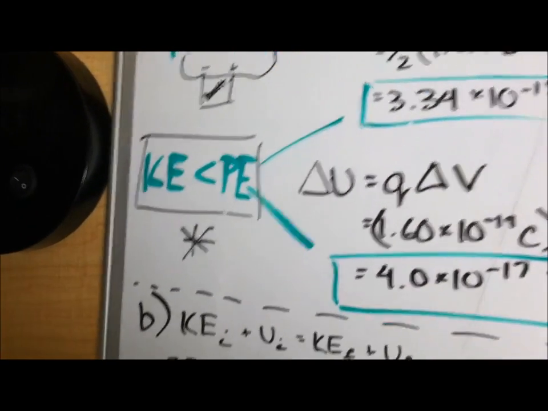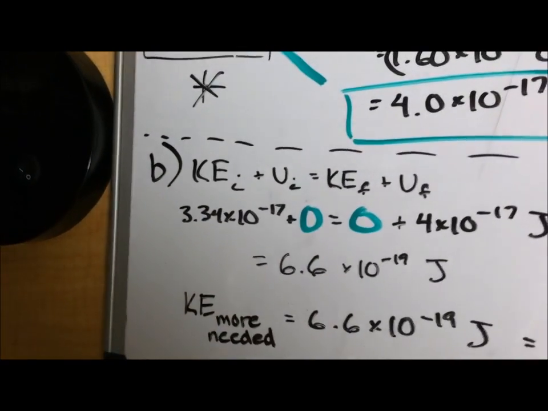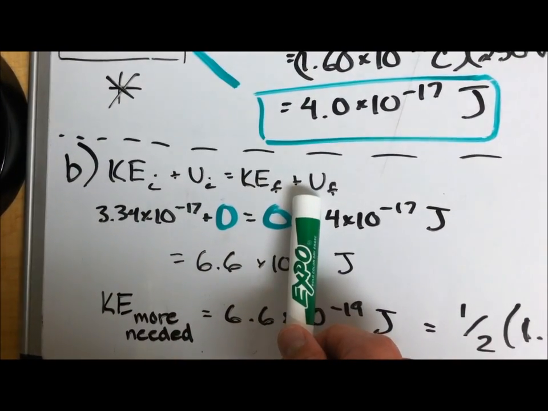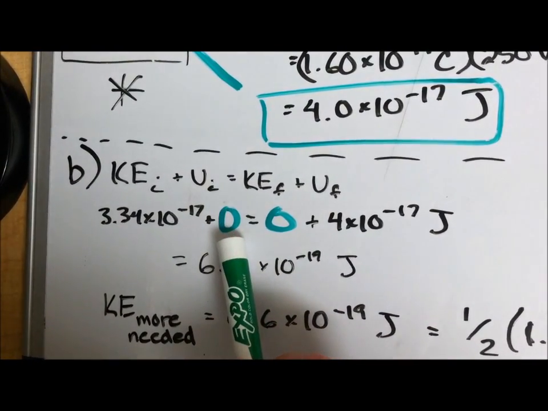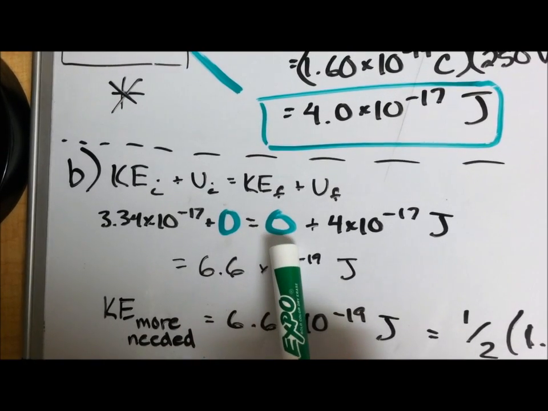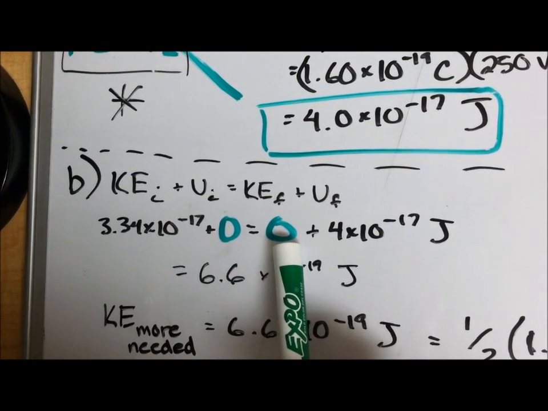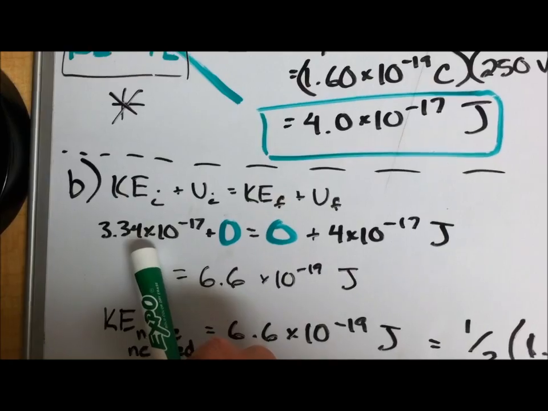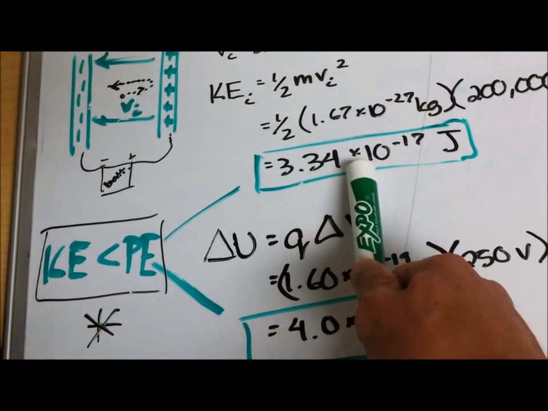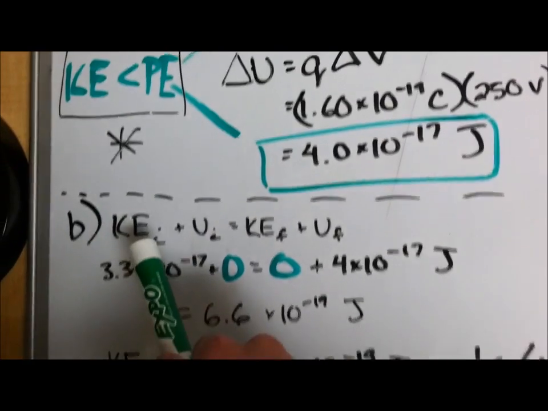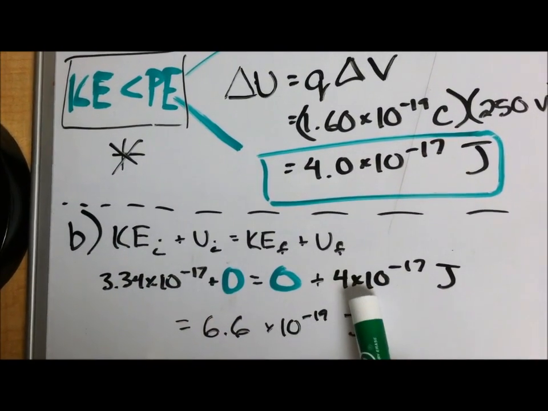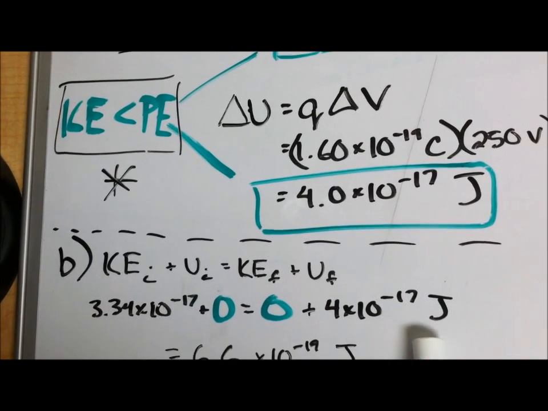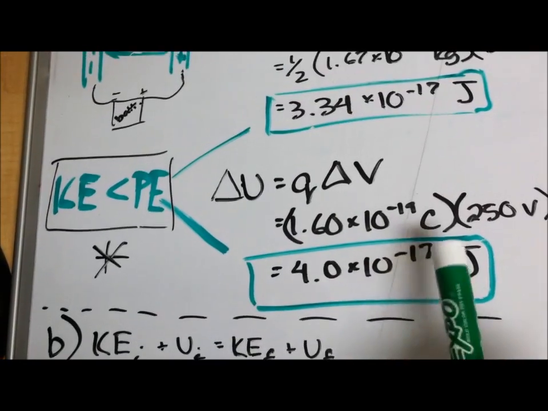So in order to do that, we can use the law of conservation of energy here, and we'll have kinetic energy initial plus potential initial equals kinetic final plus potential final. Well, the potential initial is going to be 0, and the kinetic energy final is going to be 0 because it has no velocity. Potential 0, it has no height. So the kinetic energy initial we have previously solved for, 3.34 times 10 to the negative 17. Just plug that in down here into part B. Potential final is going to be 4 times 10 to the negative 17th joules. Again, it's the difference. It's the Q delta V. We just solved that right here.